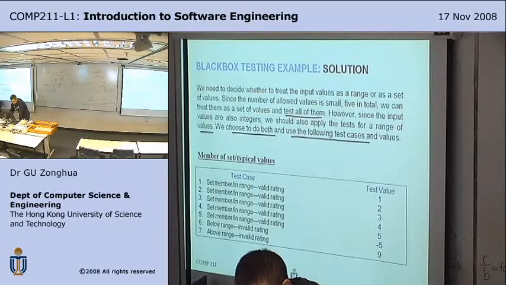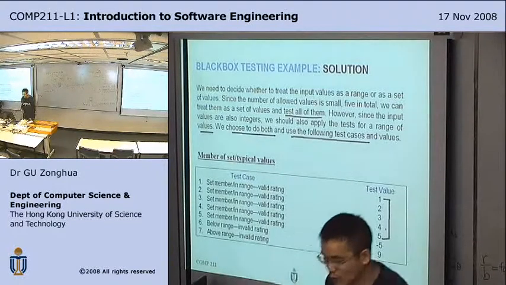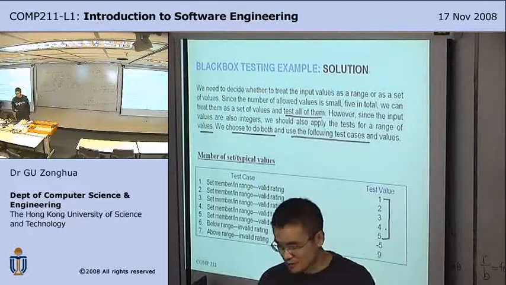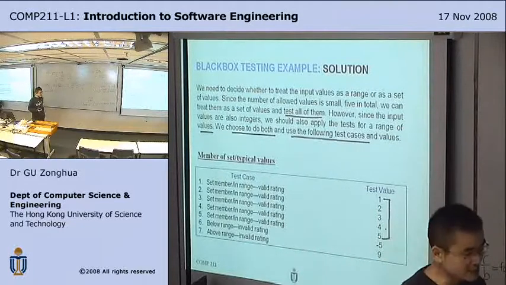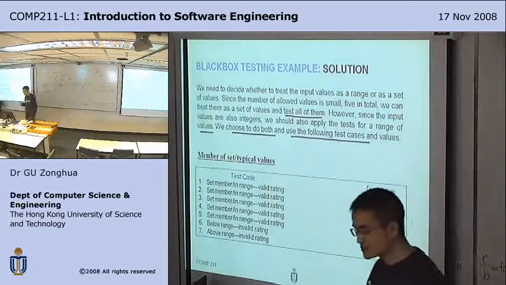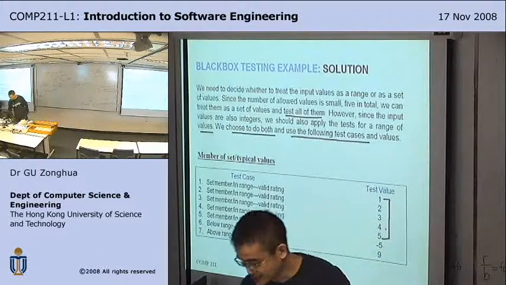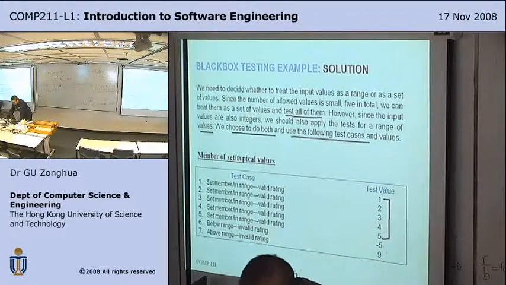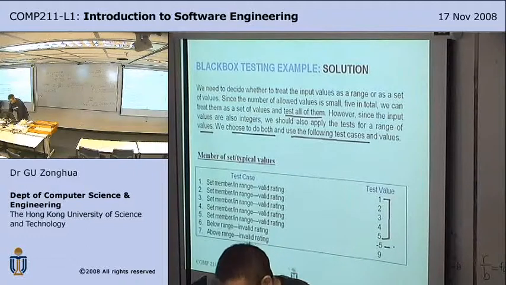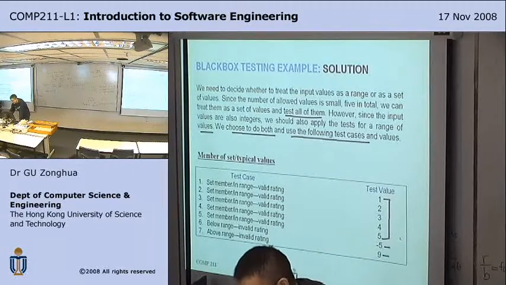So test case 1, set member slash in range. So that is 1, 2, 3, 4, 5. You enumerate all the members in the set. Remember, when we test a set, we say enumerate, try all the possible values if possible. Here it is possible. Below range, pick a -5, or you can pick a -10. It doesn't matter. Above range is 9.